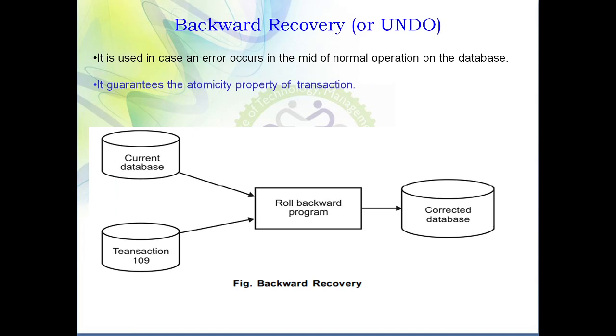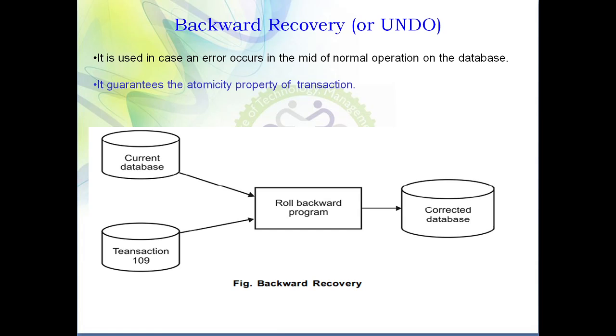Exactly opposite to the forward recovery scheme, there is the backward recovery scheme. It is called undo. Suppose you have made a particular change but you want to cancel that change. In that case you perform an undo operation. If you remember, we discussed the atomicity property of a transaction. What is the atomicity property? Either all or nothing. I gave a simple example: I want to transfer 100 rupees from account A to B.